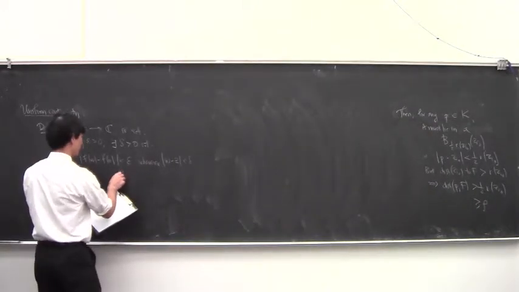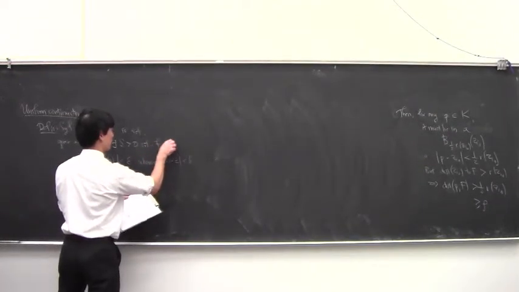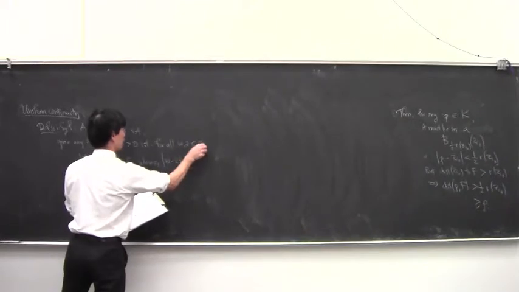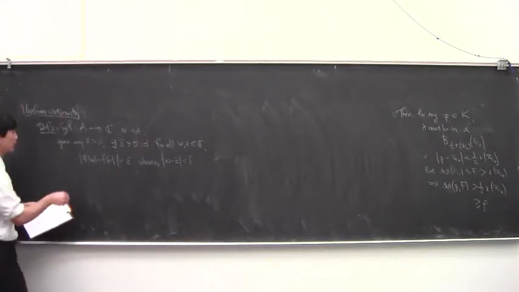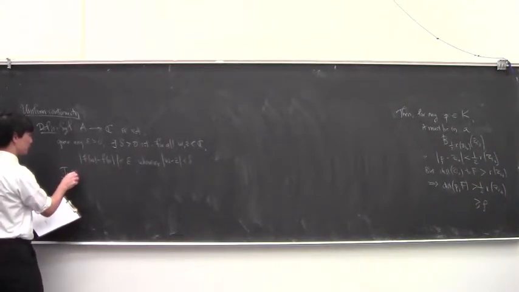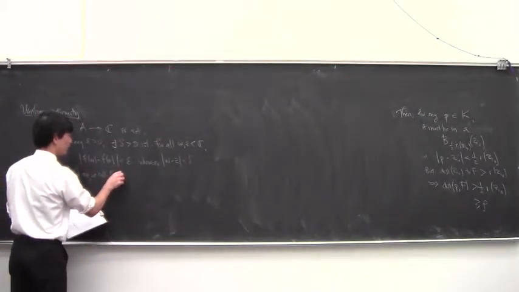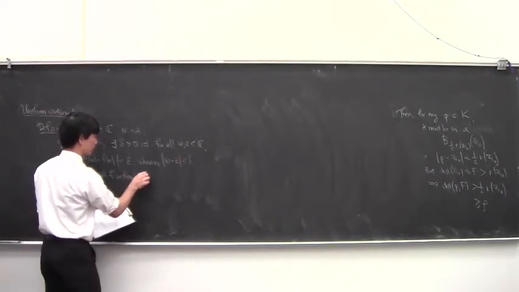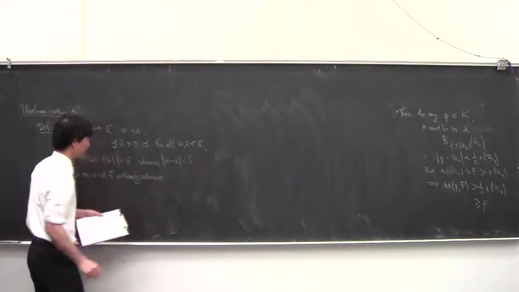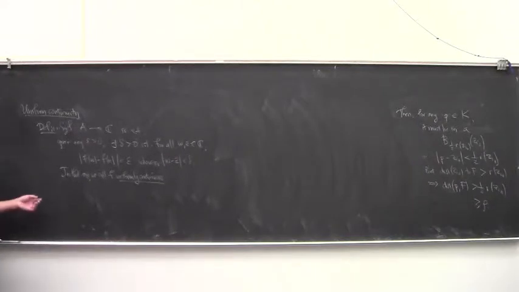Such that for all w and z, f of z minus f of w is less than epsilon whenever w minus z is less than delta. In that case, we call f uniformly continuous. So it's something stronger than continuity.